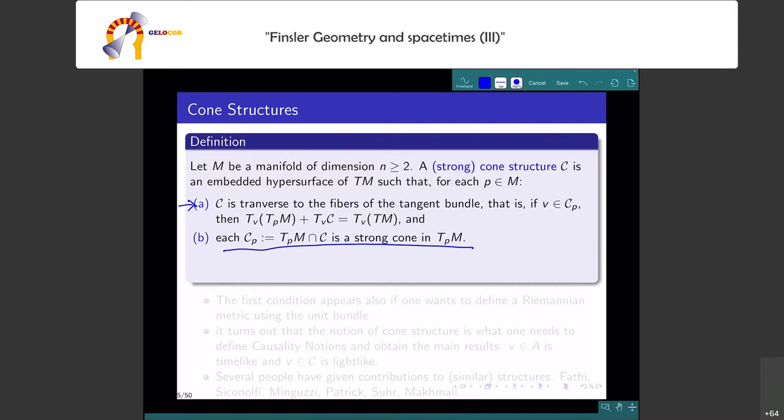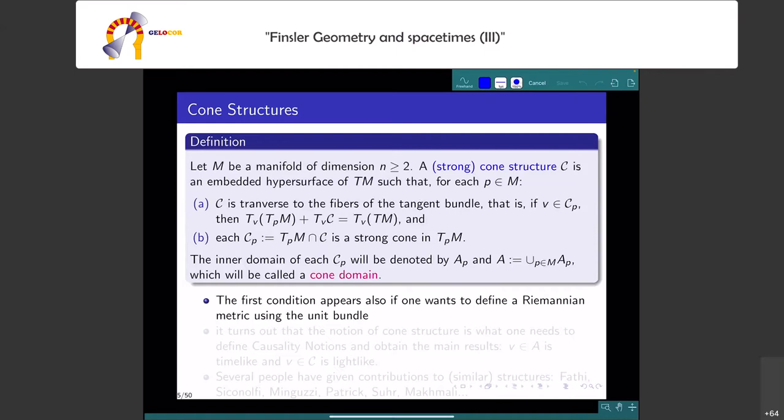This condition appears also, for example, if you consider a Riemannian metric and you want to define the Riemannian metric using the unit bundle. The unit bundle, in order to define a smooth Riemannian metric, has to be transversal to the fibers, okay? Well, the interiors of every cone, the union of all these interiors, which is AP, the union will be denoted by A and will be called the cone domain of the cone structure, okay?